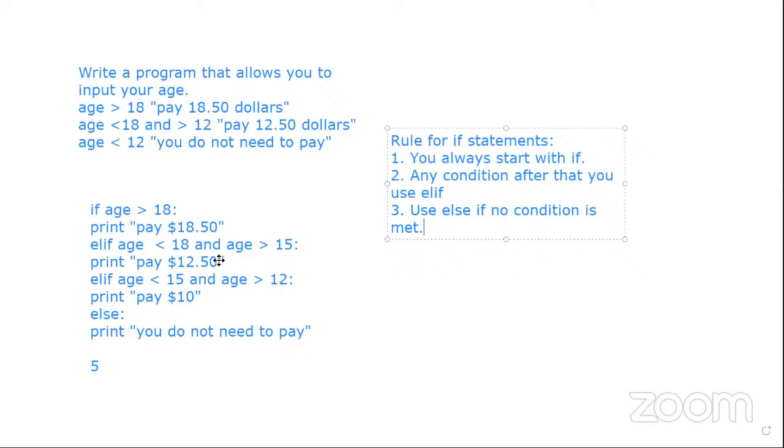So if the age is not bigger than 18, not between 15 and 18, not between 12 and 15, then else will run. Just like this 5. Since it's not bigger than 18, it doesn't meet the first condition, doesn't meet the second, doesn't meet the third, and so this will run.